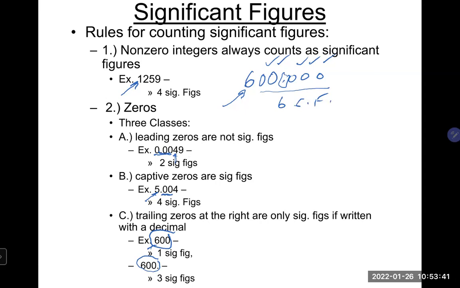Other questions on that? If I had something like 0.00100500040, how many significant figures would that have? I just wrote it. Let me see.